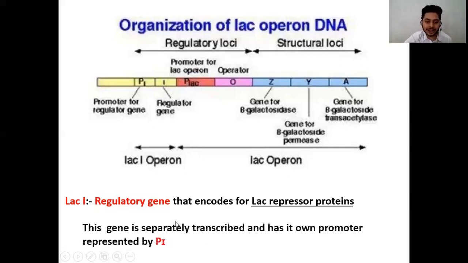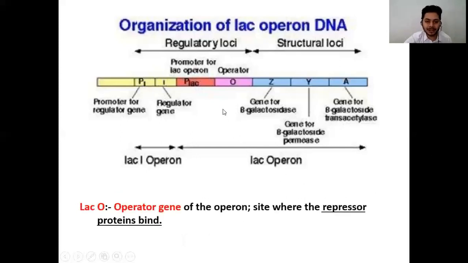Before that, I also have to mention that the LAC-I gene is separately transcribed by its own promoter, represented as PI. So the promoter for your structural genes is LAC-P, while the promoter for your regulatory gene is LAC-PI. There are separate promoters for each of these genes. From this we can understand that your regulatory gene I is going to be transcribed separately because it has its own promoter represented as PI.